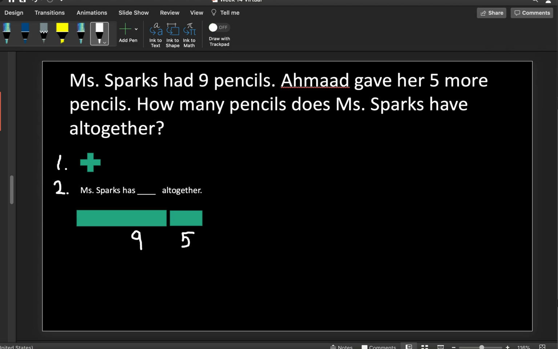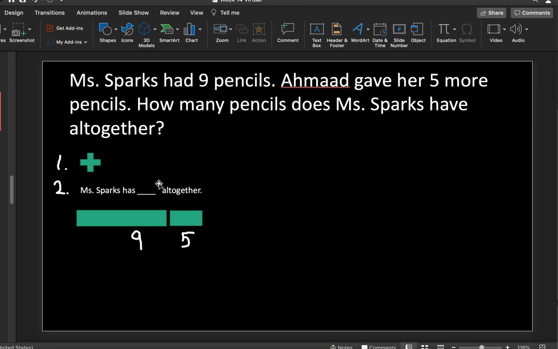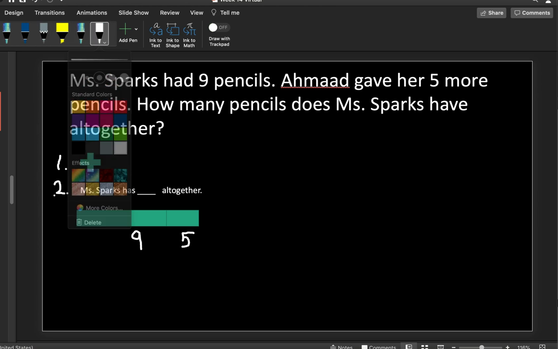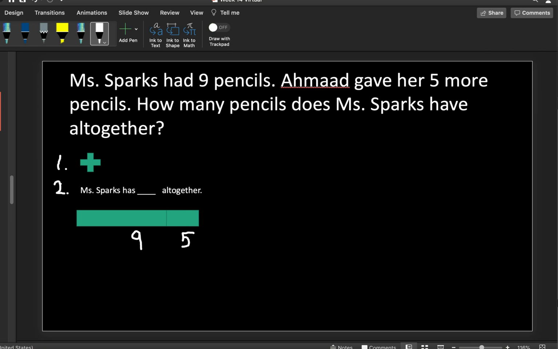So how many is this altogether? When we put those together, Miss Sparks has got to make this just a little bit higher. There we go. Altogether, she has how many? Remember, we're adding these together. So here is our solving part. Let's go into our draw. Thank you guys for being so patient as she's trying to show each and every one of these steps.